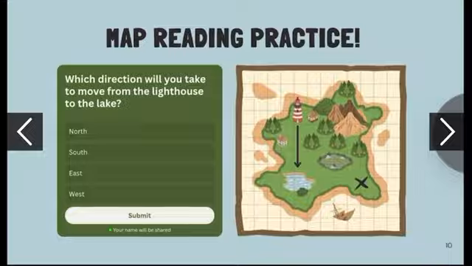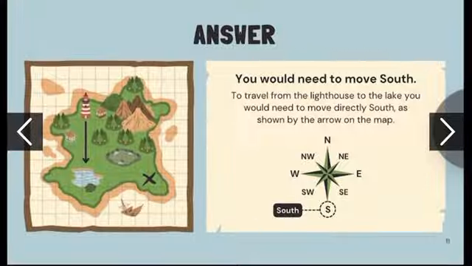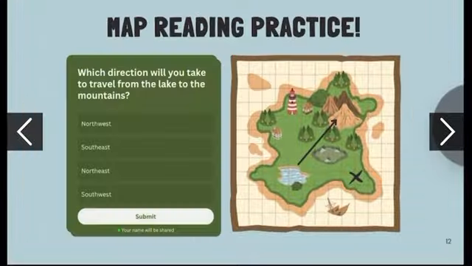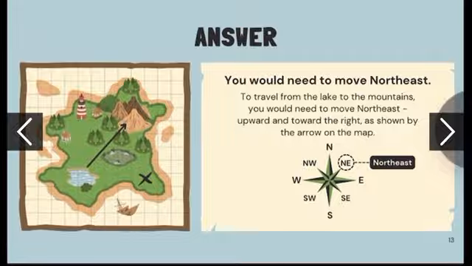So I have a few questions for you, which will help us get an insight into whether you understand. The first one is, which direction will you take to move from the lighthouse to the lake? Is it north, south, east, or west? Well, the answer is you move south. Next question, which direction will you take to travel from the lake to the mountains? Northeast, southeast, northwest, or southwest? Well, the answer is northeast.